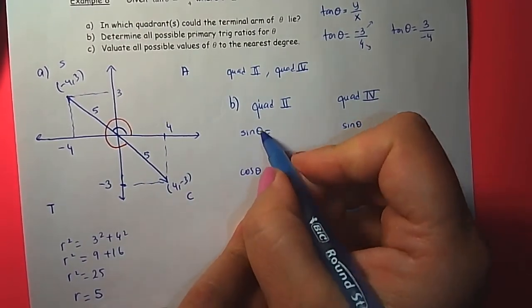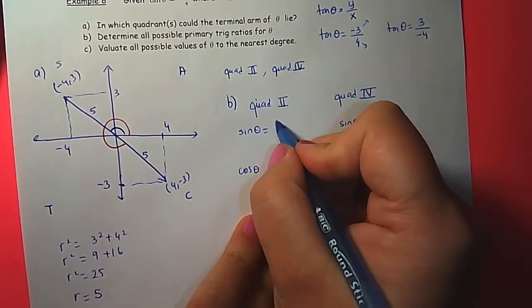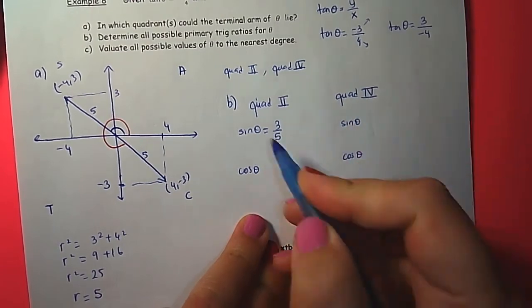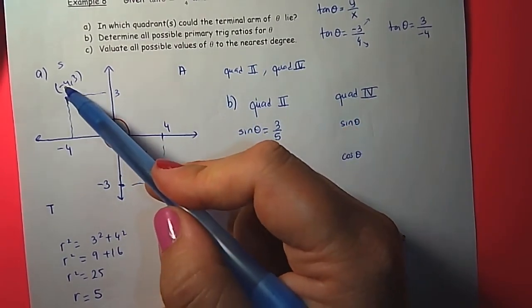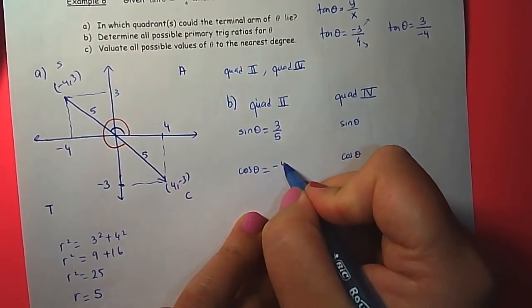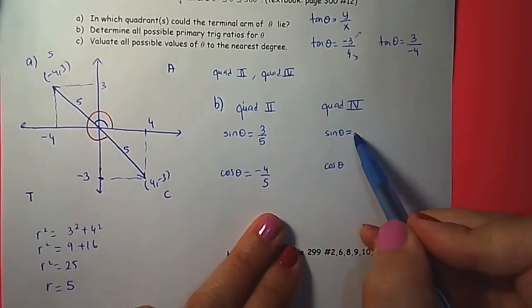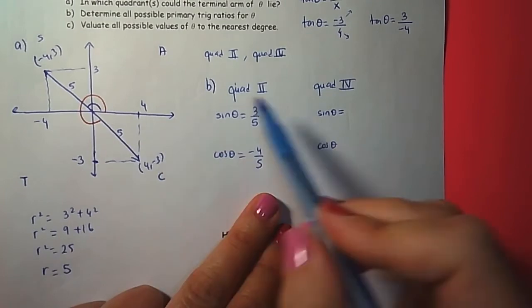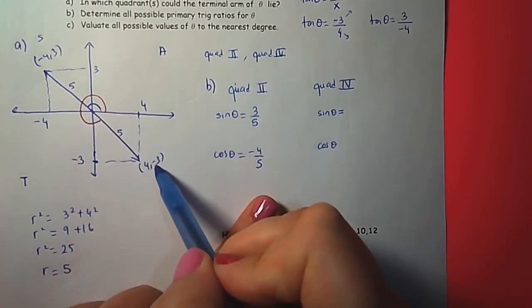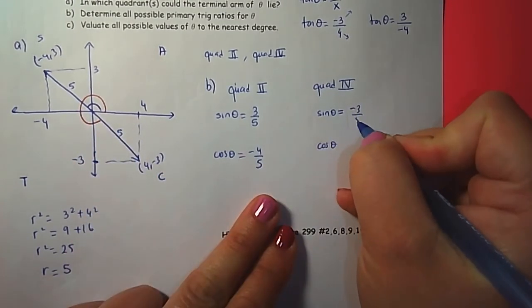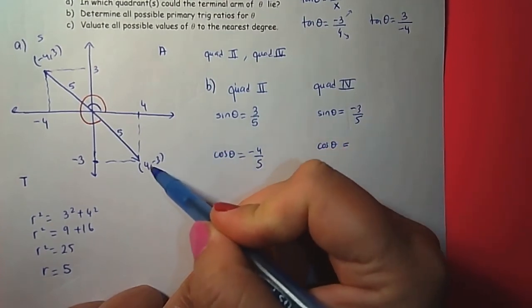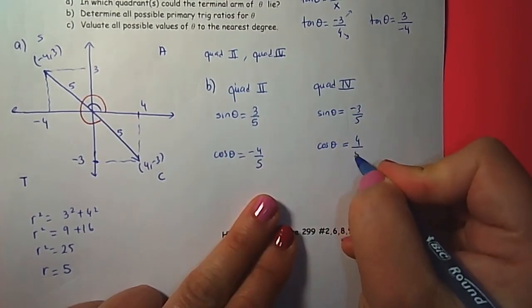Then sine theta is y coordinate over r, so 3 over 5. And cosine, x coordinate over r, so negative 4 over 5. So for the angle that is in quadrant 4, sine theta is negative 3 over 5, and cosine theta is positive 4 over 5.